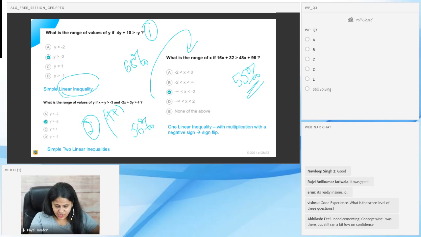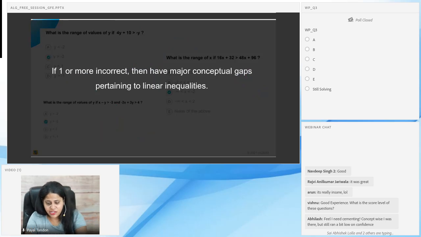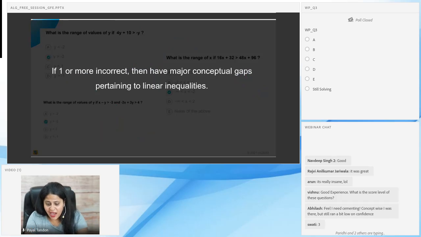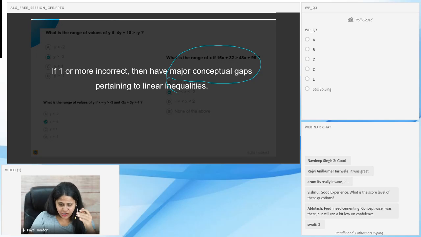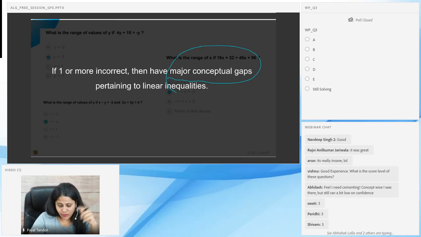Okay, so three questions. I want you all to tell me how many questions you got right. Now, if you answered even one question incorrectly, then you have major conceptual gaps. Okay, and that's very important. At this stage, you should have 100% accuracy. Okay, so how many of you answer? And let me get a yes no poll over here so that you guys can type in.